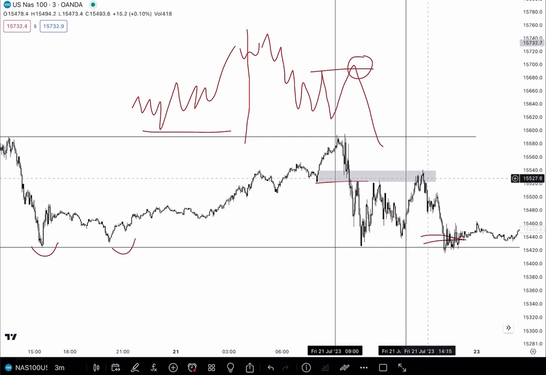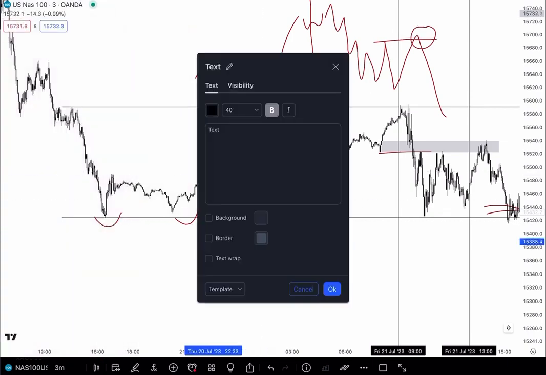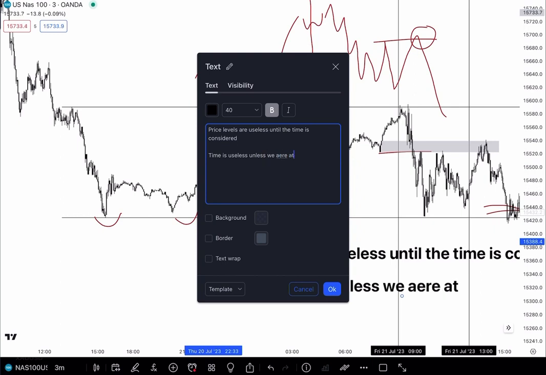Now, why didn't this high pop up here? Why didn't it keep going? Well, because we are now on the sell side of the curve. We're profiling the market, right? Remember what I said before at the beginning, which is price levels are useless. Let's write that down. Good old quote: price levels are useless until the time is considered. Time is useless unless we are at a key level.